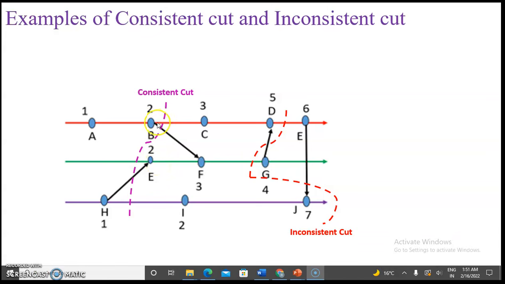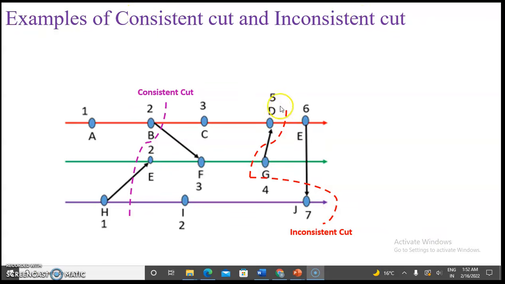Now let us consider this B event. It is inside the cut, and it is a sending event. So a sending event inside the cut is fine. And event H is a sending event inside the cut, not a problem. It can still be a consistent cut. And E is the receiving event, which is outside the cut. So no problem. So that is why it is a consistent cut.